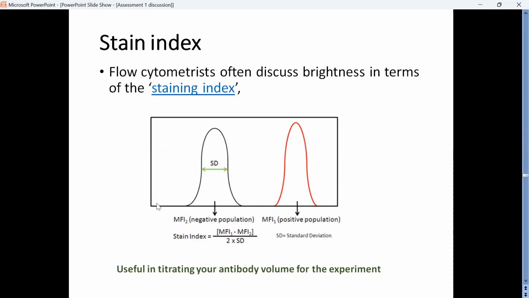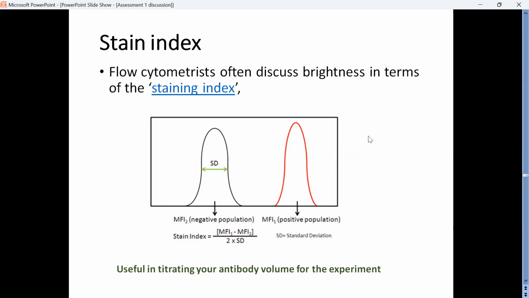Say for example, if your negative signal is falling here and the positive signal is falling here, then it is very bright. For example, if you have a negative signal here and the positive signal is just lying next to it, then the stain index is very poor or low. Okay, so that is called stain index. So mostly flow cytometers discuss brightness in terms of stain index, and it is calculated by a formula like this. Okay, and we use it during titrating your antibodies.